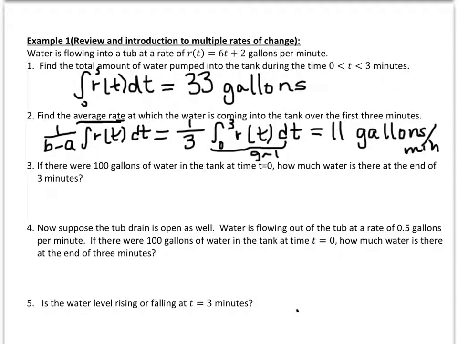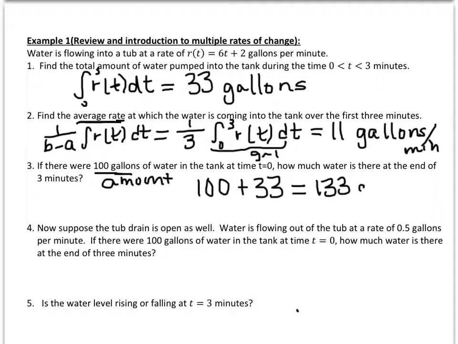The next question tells me there were 100 gallons of water in the tank at time 0. So I have an original amount here. This is an amount, and it's the amount at time t equals 0. How much water is there at the end of 3 minutes? Well, that would be the original amount that I had, plus the total amount that came in, the increase in water in the tank, and that gives me the overall total of water in the tank.